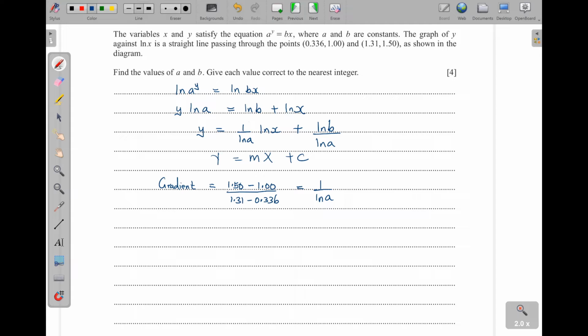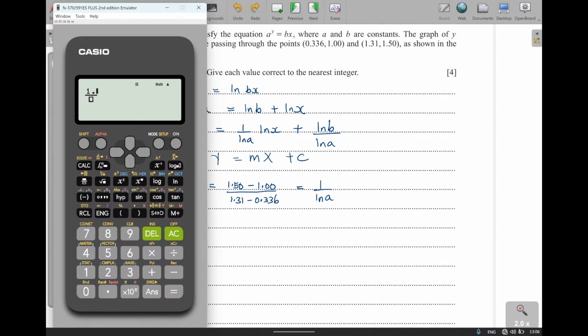There is somewhere I say that now if we want to find the value of a, then we have to substitute in the equation. No, I meant for b, because for a we can get it using the gradient. Okay, pardon me there. Now, what do we get when we simplify this one here? 1.50 minus 1, then we divide by 1.31 minus 0.336. So it gives us 250 over 487.